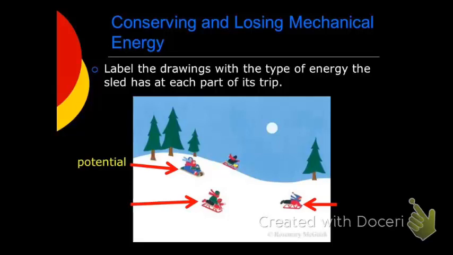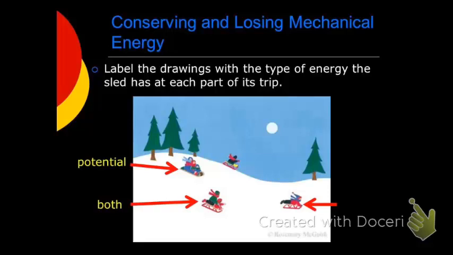The second picture shows the sled in the middle of the hill, like this one. What kind of energy does that sled have? Cameron. Say again? It has kinetic energy. Is that the only kind it has? So, therefore, it's both. In the middle of the hill, it's still not at the bottom, so it still has potential energy. But since it started moving, it also has kinetic energy. You would find, if you measured them, that they should be equal at that point on the hill.